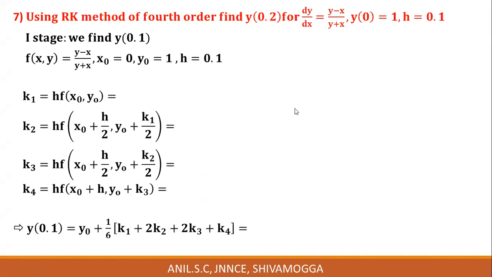Using Runge-Kutta method of 4th order, find y of 0.2 for dy by dx is equal to y minus x divided by y plus x, given that y of 0 is equal to 1, with h equal to 0.1. We solved the same problem with h equal to 0.2 in the earlier class. Here h is equal to 0.1 and the rest is same.